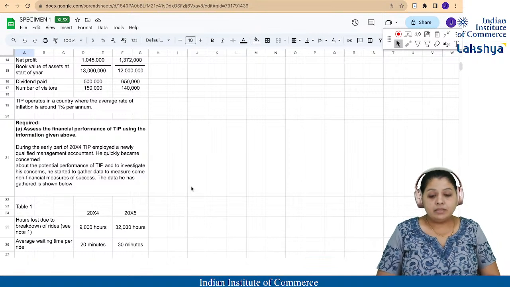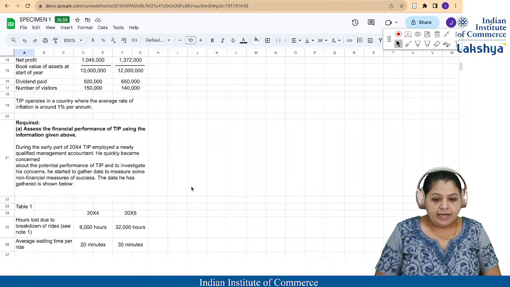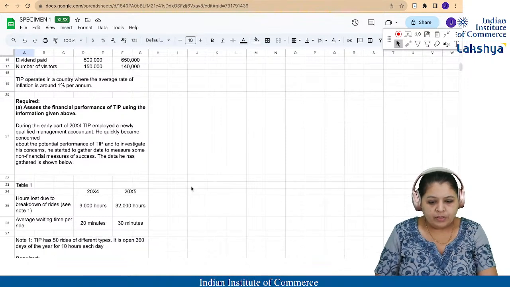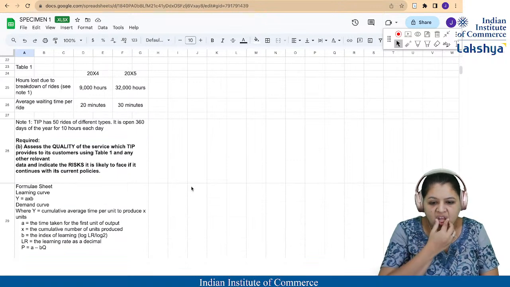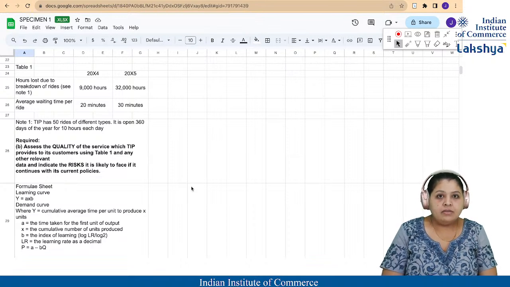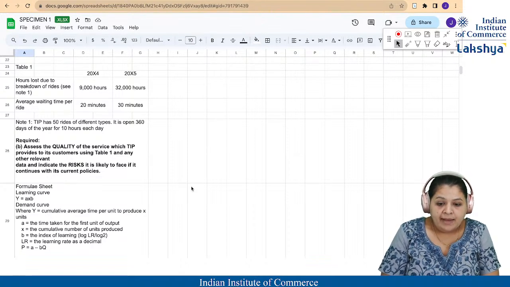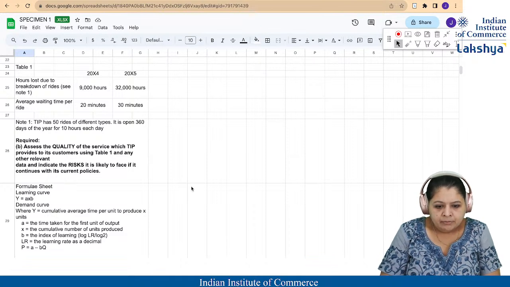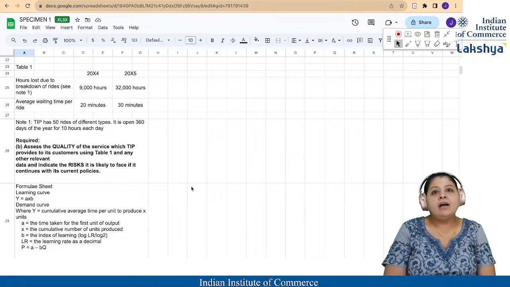He quickly became concerned about the potential performance of TIP, and to investigate his concerns, he started to gather data to measure some non-financial measures of success. The data he has gathered is as shown below: lost hours due to breakdown of slides has increased 3 times and more. Average waiting time per ride has also increased by 50%. TIP had 50 rides of different types, and it is open 360 days of the year at 10 hours each day.